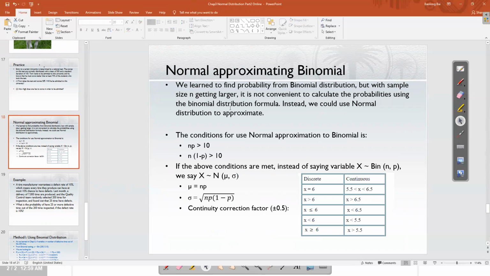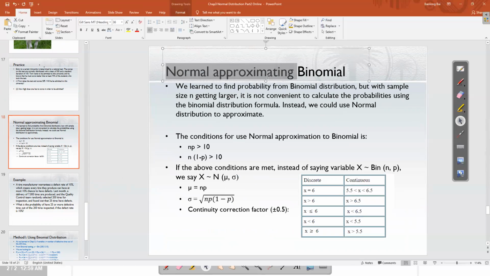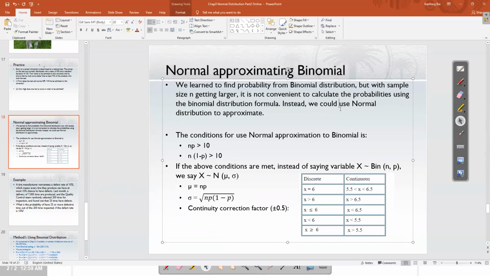So the last concept I want to talk about is normal approximation to the binomial. Now we have learned both the binomial distribution and the normal distribution. They're totally different distributions, right? The binomial distribution is a counting variable. It's a discrete distribution. The normal distribution is a continuous distribution, right? So they're totally different types. But we can still link them together. Sometimes using the binomial distribution to find the probability is very, very difficult.